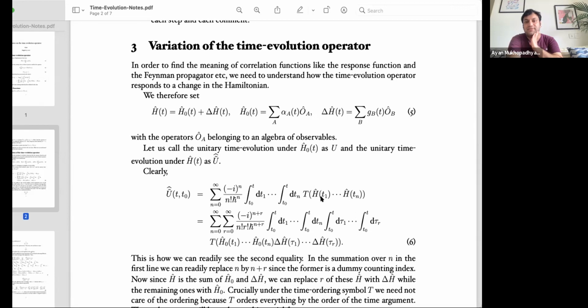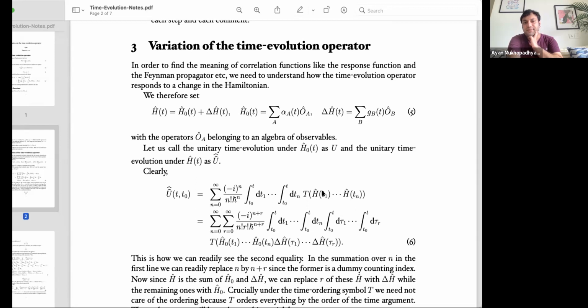So out of these n, I would choose some of them to be equal to... okay, here it should be n plus r. So first I should rewrite this as n plus r. And out of this n plus r, I choose n of them to be H0 and the rest of them to be delta H. That's all. You see what I mean?